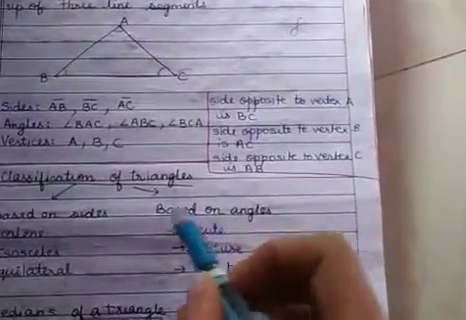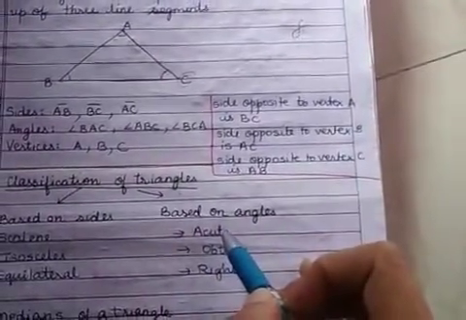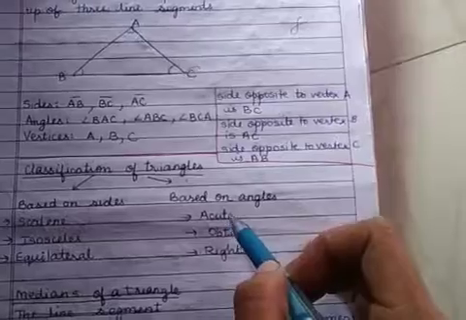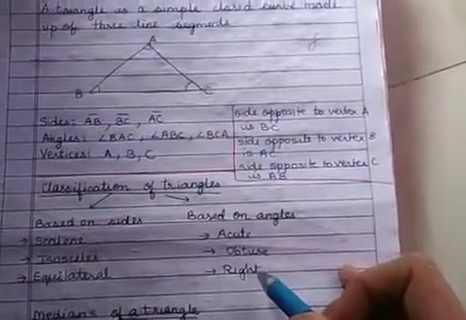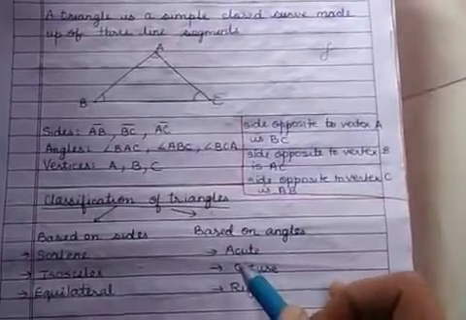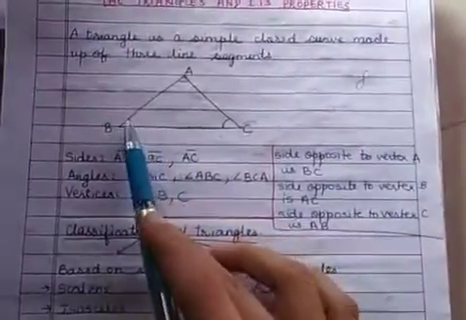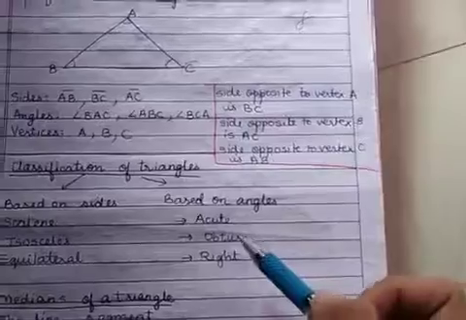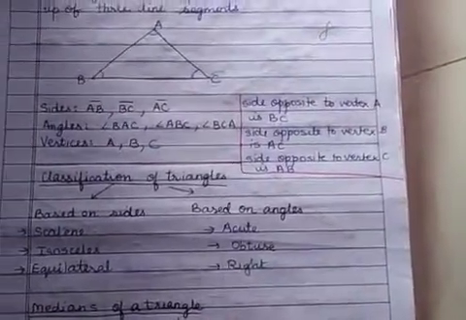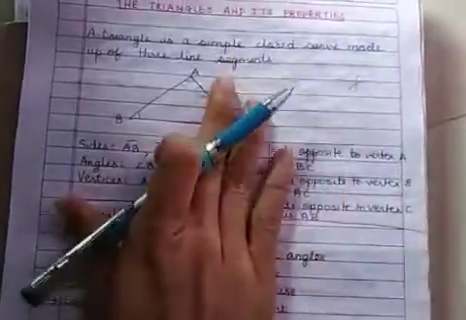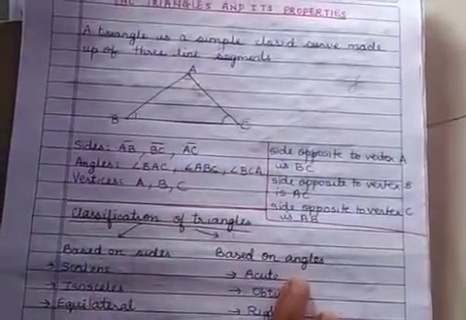Then based on angles, it is classified as acute angled triangle, obtuse angled triangle and right angled triangle. In an acute angled triangle, all the angles are acute. Obtuse, you know, and you also have come across right angled triangle. So this is about triangle and its classification.